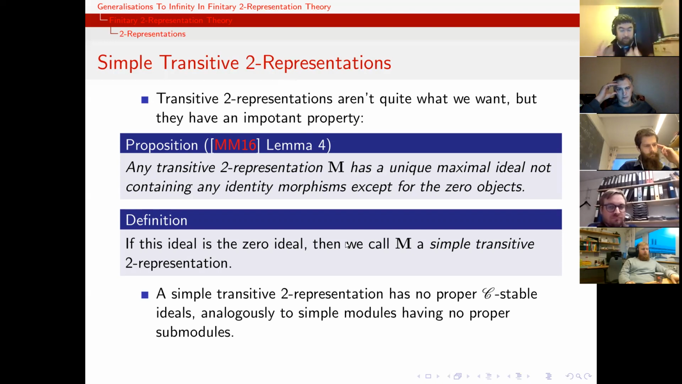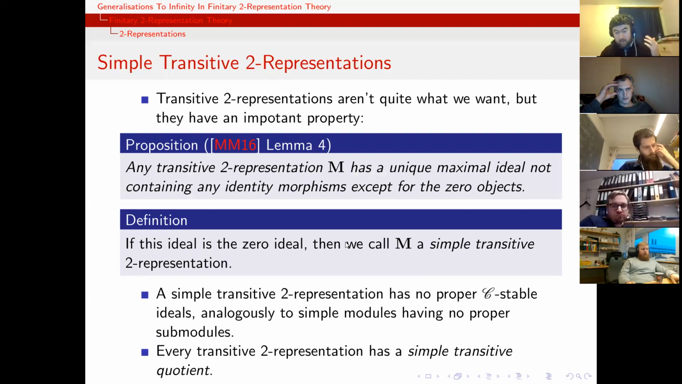So what this means is, if you unpack various definitions, a simple transitive two representation has no proper C-stable ideals. If you've got any C-stable ideal of it that's not zero, it will end up, by this definition, containing some identity morphism, and then because it's C-stable and because M is transitive, it turns out it contains every identity one morphism, and since these are closed under composition, that means it contains every morphism, and thus is not proper. And this is the nice analogy to simple modules having no proper submodules, which gives the indication that this is the proper concept we want. In particular, since I was talking about quotient two representations, every transitive two representation has what's called a simple transitive quotient, where you quotient out by this maximal ideal.